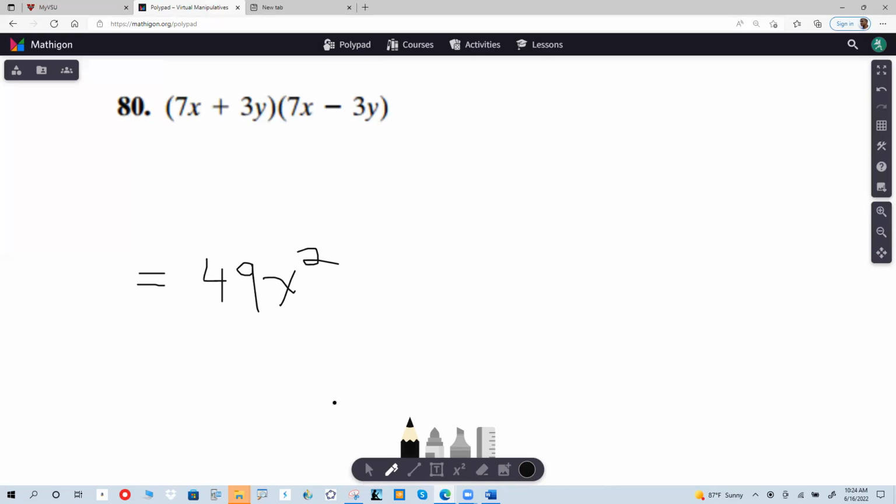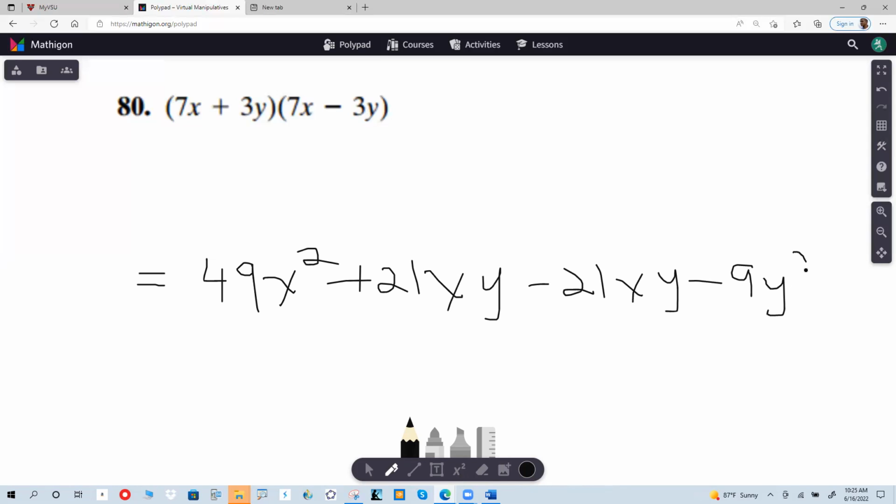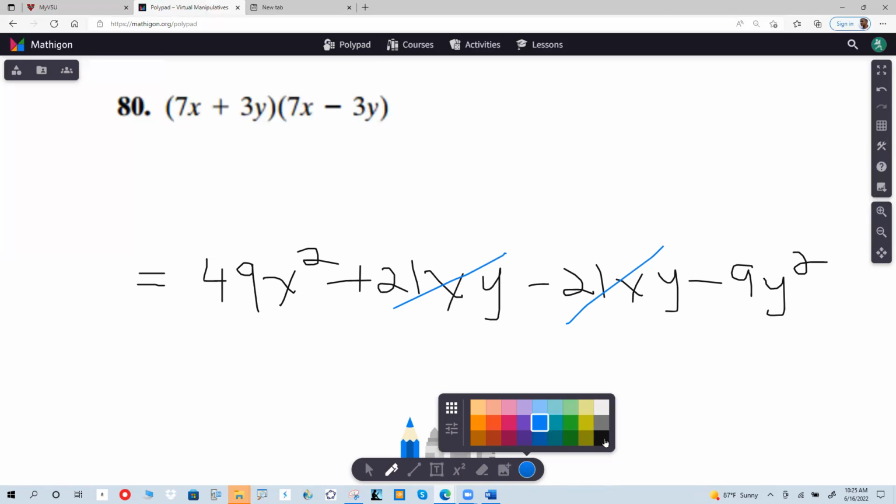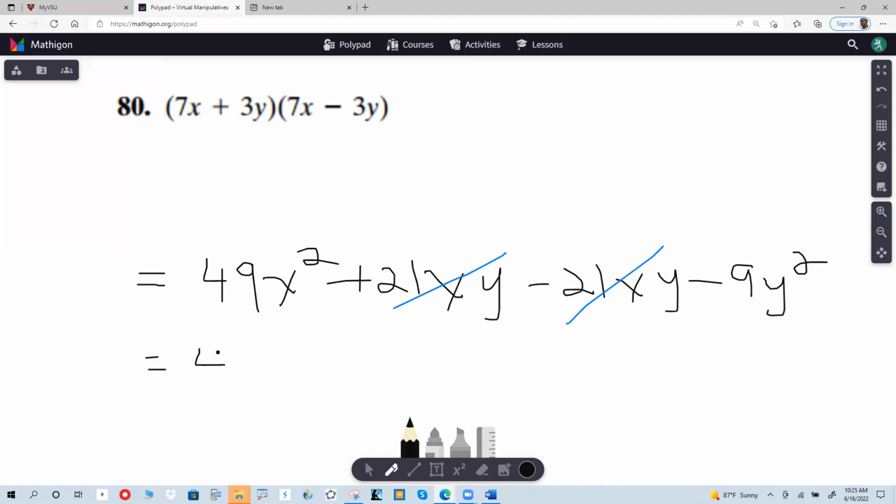Then what did you get? And then I got 21. Well, this is a positive 21xy. Mhm. And then just do that, but negative 21. Good. And then I got negative 9y squared. And then I just canceled out the 21 and the negative 21xy. And then you're left with 49x squared minus 9y squared. Good. That's correct. What do you guys think, rest of you? Would that be acceptable?